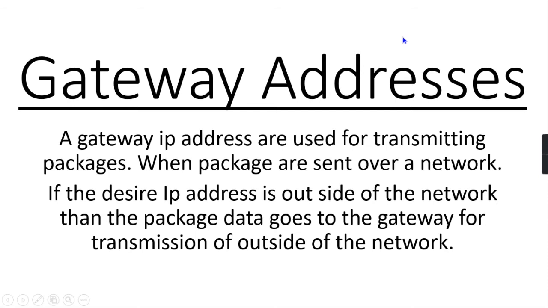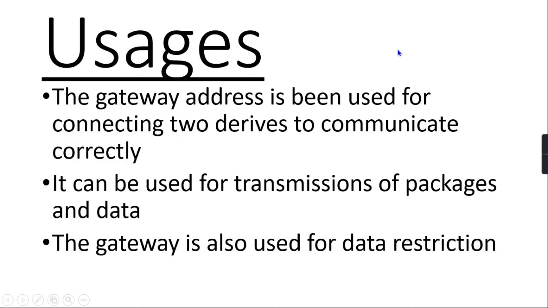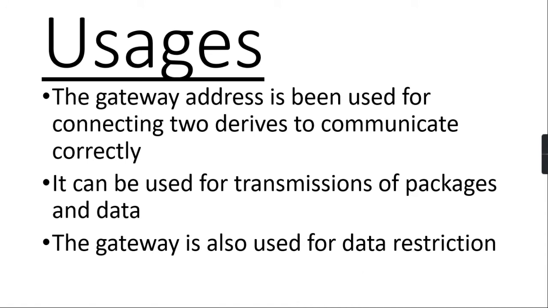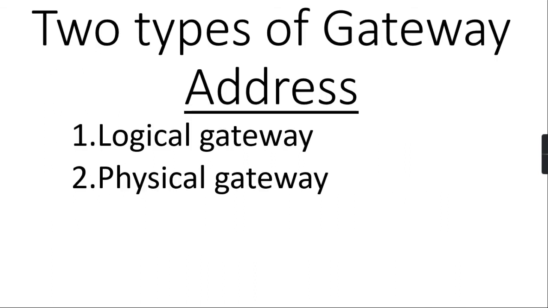Next, let's get to our next slide. We have the use of a gateway. The gateway address is used in three steps here, but there are more. One, the gateway address is used for connecting two devices so they can communicate correctly. Two, it can be used for the transmission of packages and data over a network. Lastly, the gateway is also used for data restriction, that is, it restricts the data to a desired IP address.